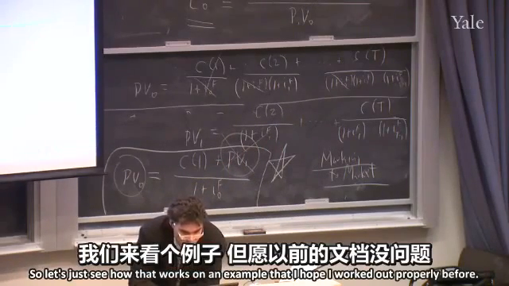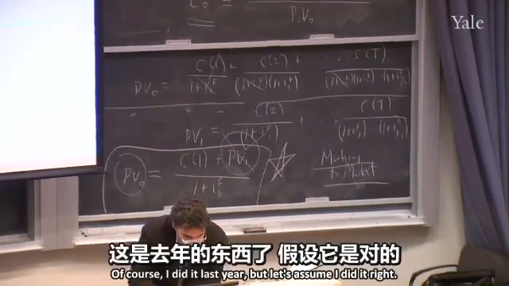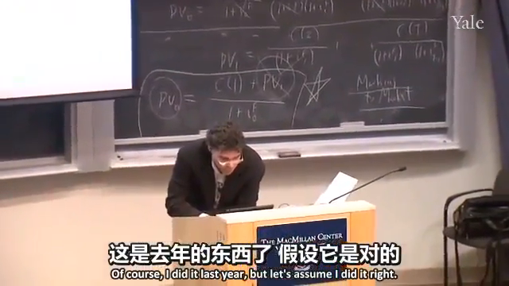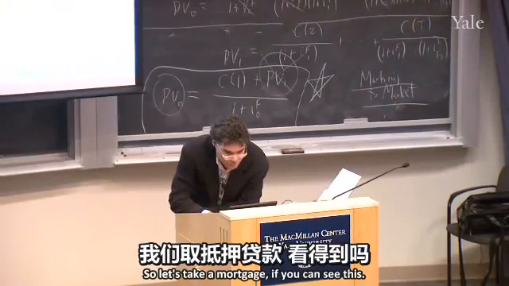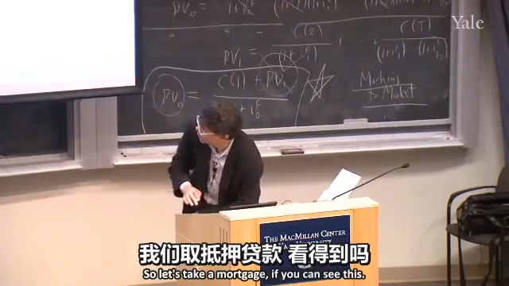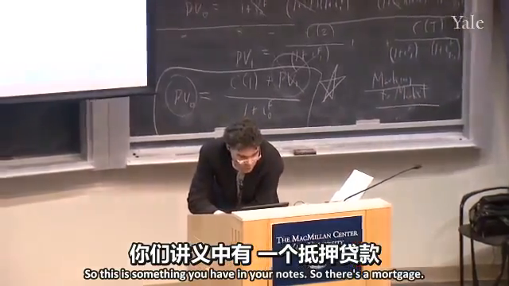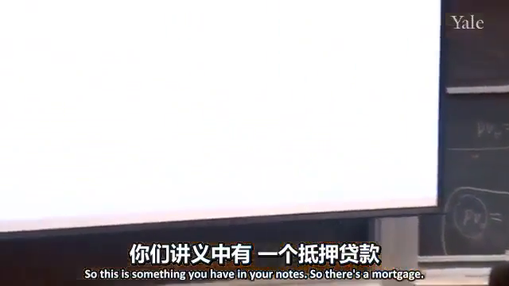So let's just see how that works in an example that I hope I worked out properly before. Of course, I did it last year, but I assume I did it right. So let's take a mortgage, if you can see this. This is something you have in your notes. So there's a mortgage.